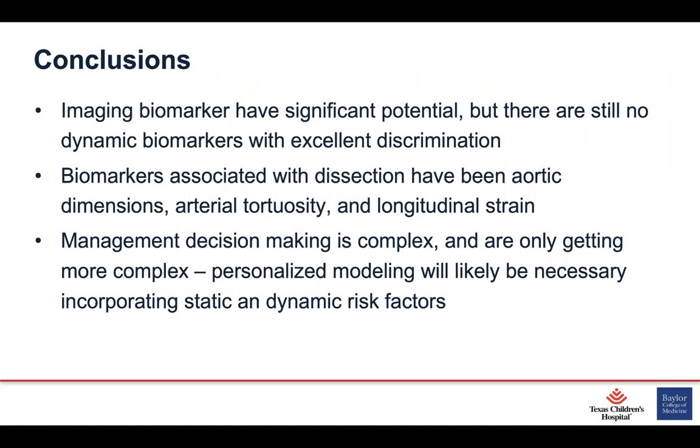And basically, as we know and as we keep hearing, management decisions regarding these patients are complex and only getting more complex. And probably modeling is not going to be looking at one image and deciding if they're going to dissect. It's probably incorporating both static and dynamic risk factors. It's taking things that are constantly moving like aortic dimension, and static factors like bicuspid valve, sex, genotype, tortuosity, to try to predict who is going to have a dissection to optimize care.